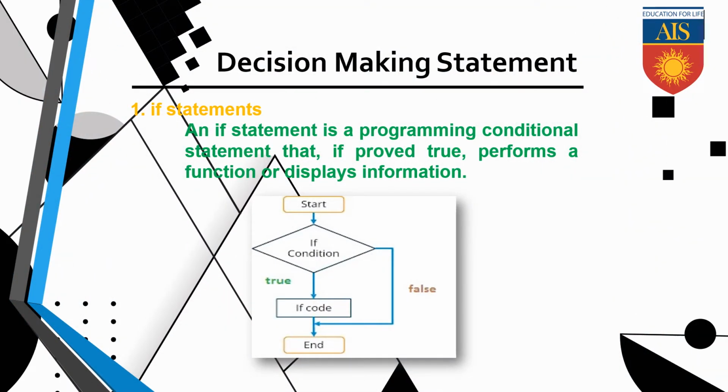In decision making statements, we first need to learn the if statement. So what is an if statement? An if statement is a programming conditional statement that, if proved true, performs a function or displays information. Here you can see the flowchart of the if statement. First the program will start, then the condition will be checked through the if condition. If it is true, then it will move to one portion. Otherwise, it will exit the entire program. So this is the actual flowchart of our if statement.